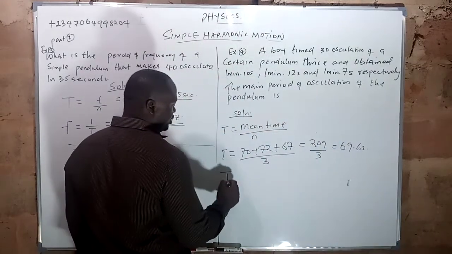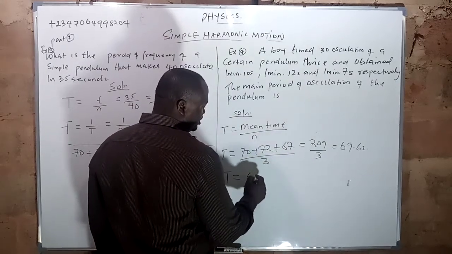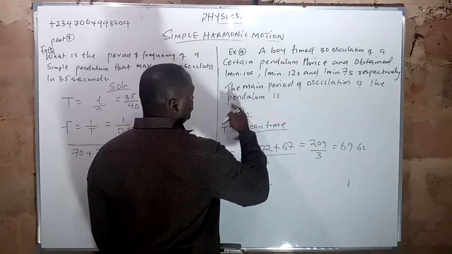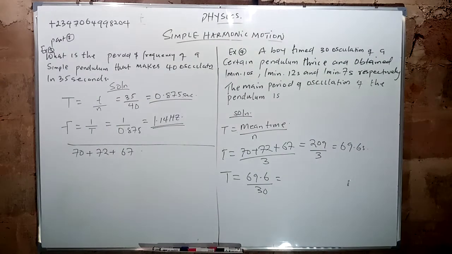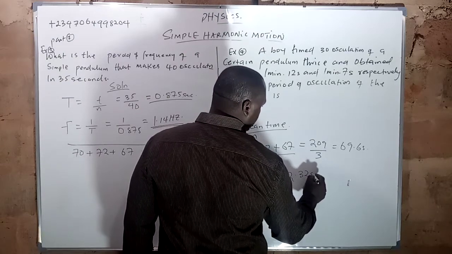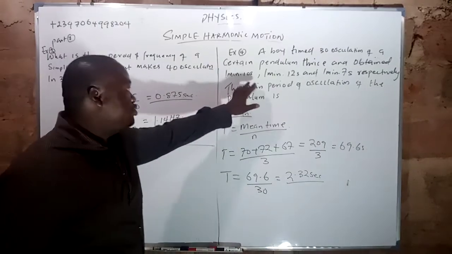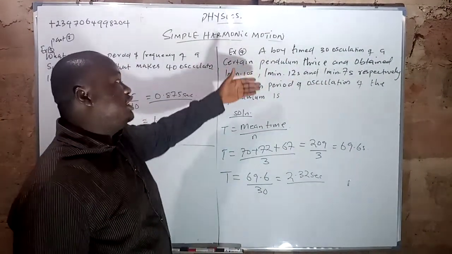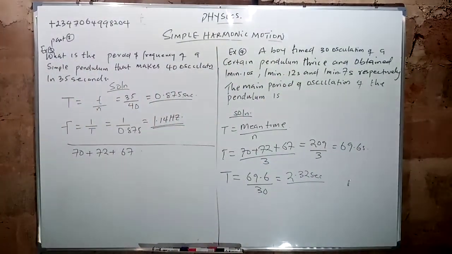So remember that period is time all over number of oscillations, right? So you have 69.6 divided by the number of oscillations, which is 30. Once you divide 69.6 by 30, your answer is 2.32 seconds. So that is it. Whenever you have multiple times, let's say you have 4 times, all you need to do is get their total, get the mean by dividing by how many they are, whether 4 or 5, then divide by the number of oscillations. It is so easy.